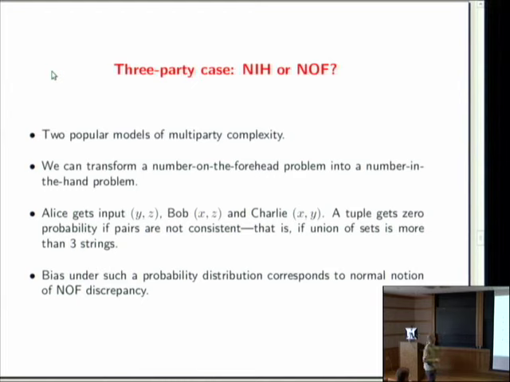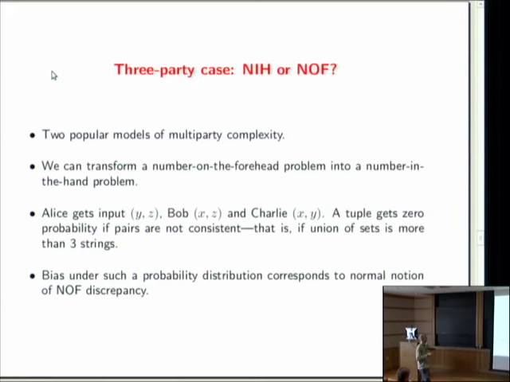But for us, this distinction doesn't matter so much. So we're just going to think about the number on the forehead problem as a sort of promise number in the hand problem, okay? I just transformed the number on the forehead problem to a number in the hand problem by giving each player all the inputs that they see.